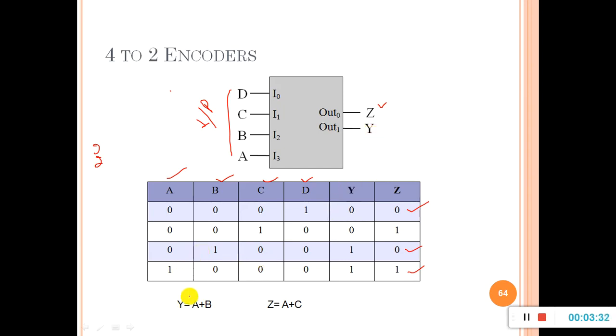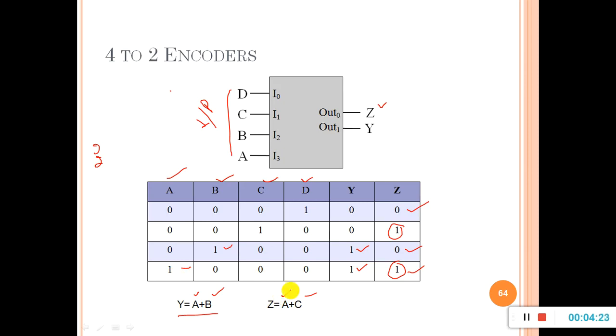For Y, we just check where the one is high. There are two values for which Y is equal to 1, or high. So just write down the expression: where this one is, B, and for this one, A. So this is A plus B. Similarly, the output of Z can be found by observing where the one is high. Check which input is high: C, and this is A. So this is the simple output Z.